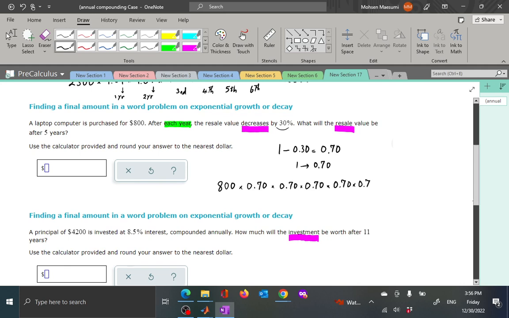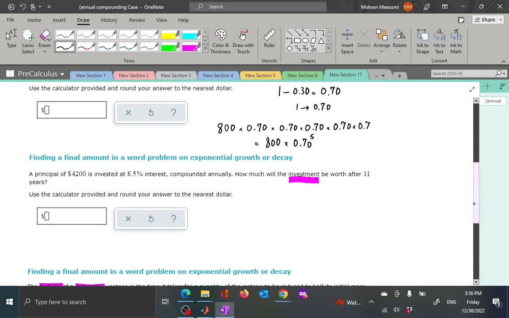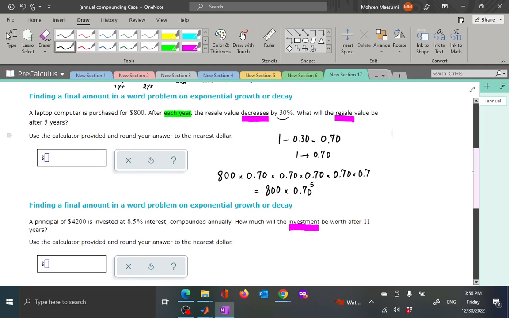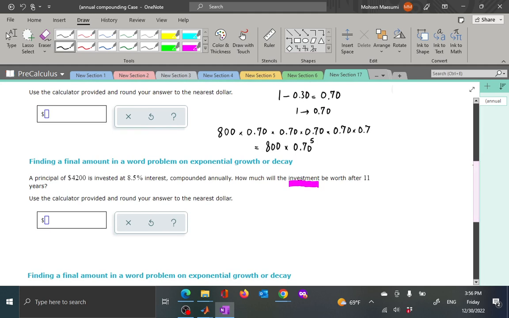And again, we have a short formula for this: 800 times 0.7 to the power of 5. Again, you use your calculator to find out what the amount is going to be, and you notice that the value is going to depreciate quickly. And typically, an insurance company says after 5 years, your device is essentially of no value, and so you want to be aware of that.